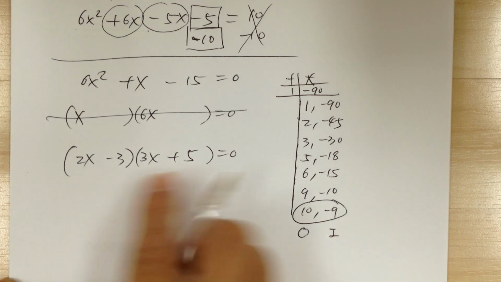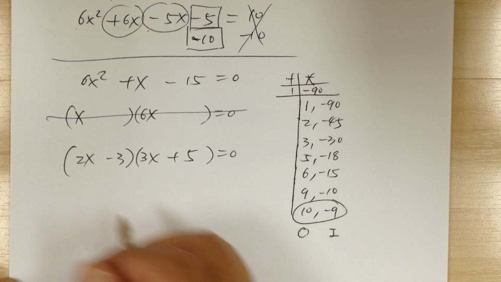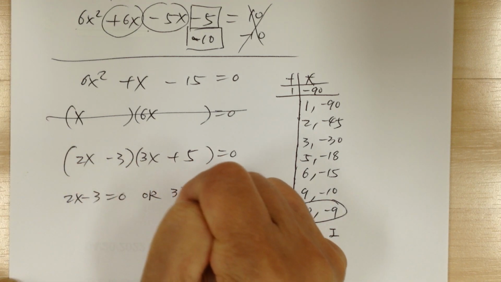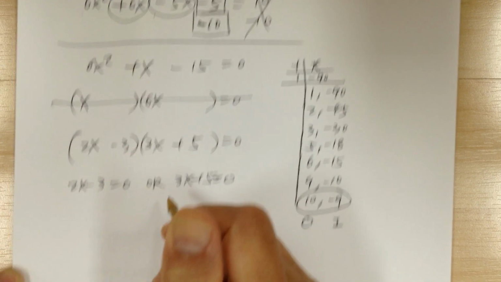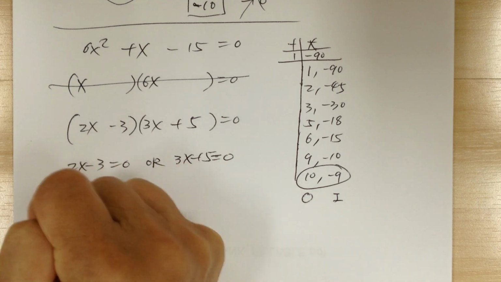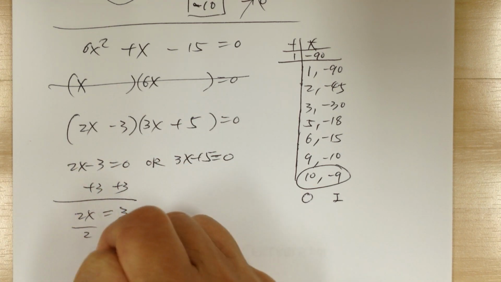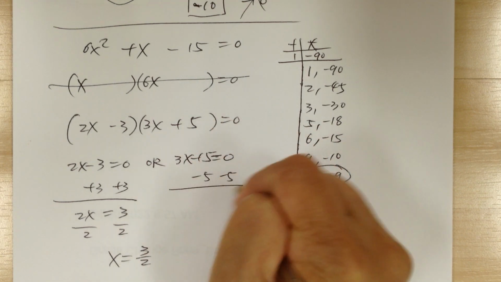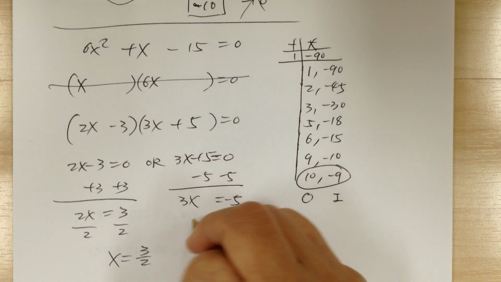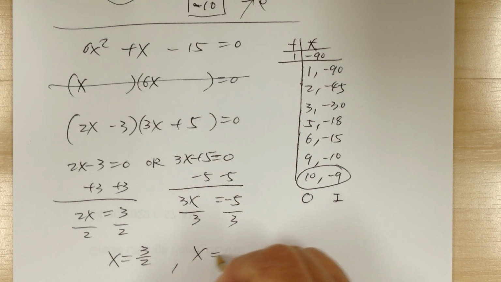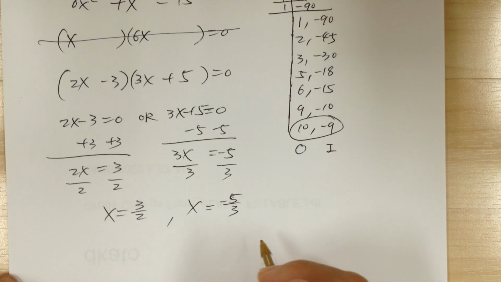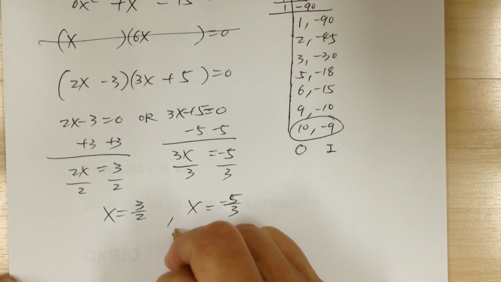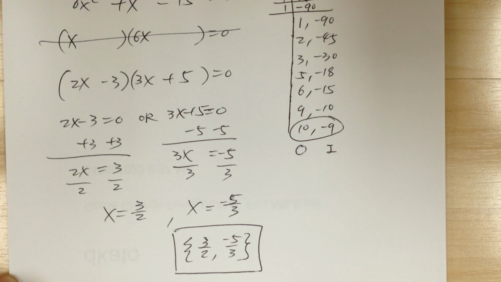Okay, then after that, you set each one equal to 0. Apply your zero product property. So you got 2x minus 3 equal to 0, or 3x plus 5 equal to 0. And after you solve, plus 3 on each side, so you got 2x equal to 3, divide by 2, divide by 2. So x equal to 3 over 2. And this one you minus 5 on both sides. So you got 3x equal to negative 5, divide by 3, divide by 3. So x equal to negative 5 over 3. Okay? So your solution set would be 3 over 2, negative 5 over 3. Or you can box that either way, that's fine.